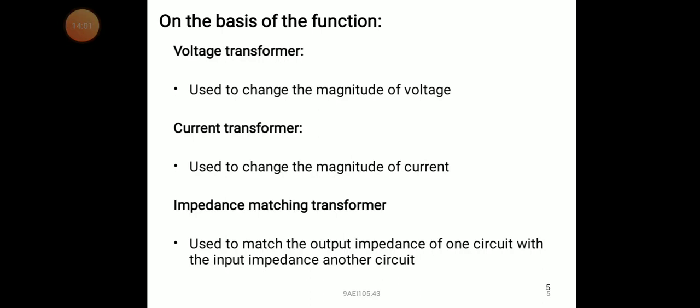The next one is the impedance matching transformer. What is the meaning of impedance matching? It means the impedance of the circuit is matched by using this transformer. That's why it is called an impedance matching transformer. The impedance matching transformer is used to match the output impedance of one circuit with the input impedance of another circuit. On the basis of the function, we have three types: voltage transformer, current transformer and impedance matching transformer.